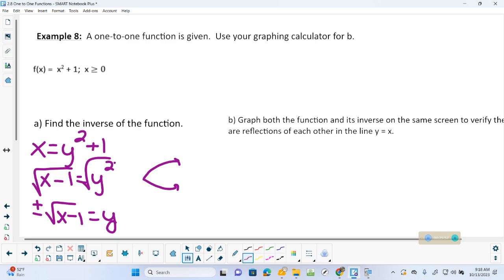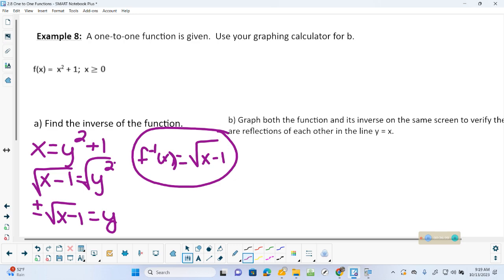So, I'm going to back this up here. I'm going to erase some room. I'm going to pull a graph up here so I have some room to write. Let's go back to it. And I'm going to put my inverse equation, f inverse, and over here, the positive.